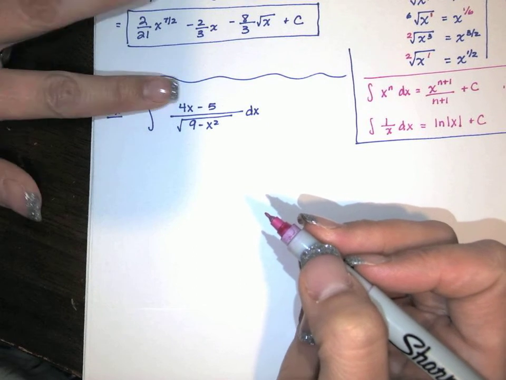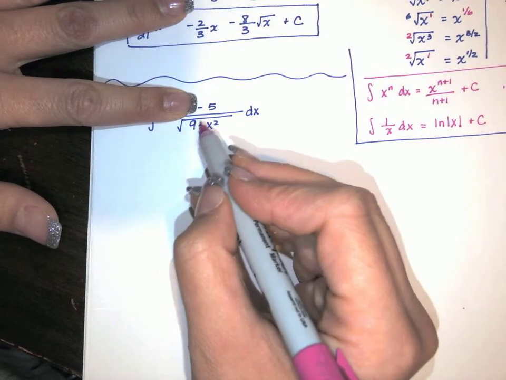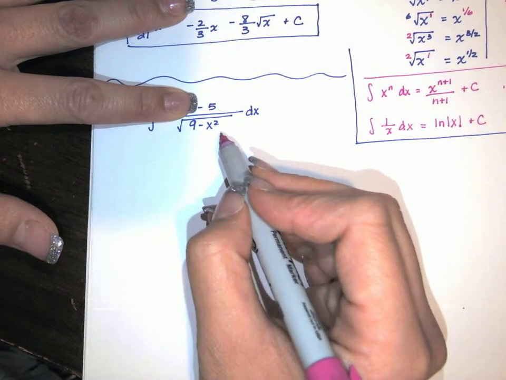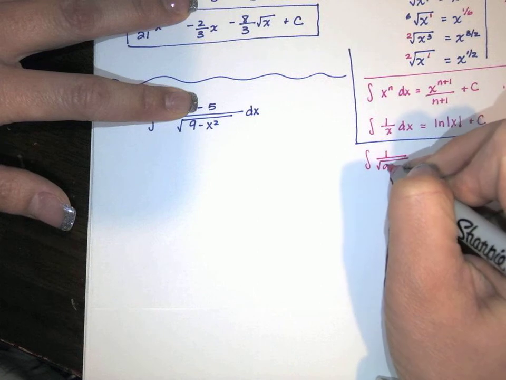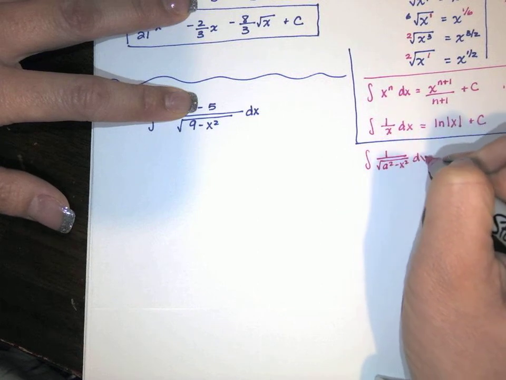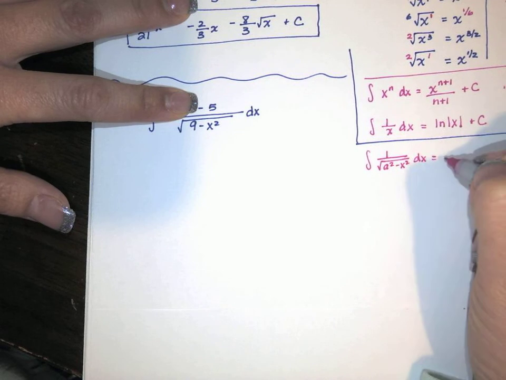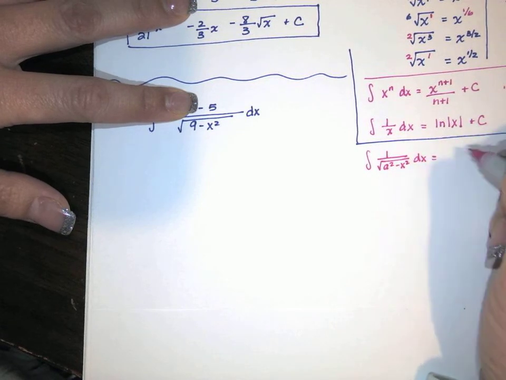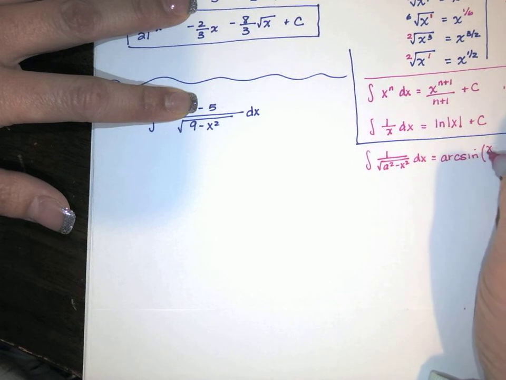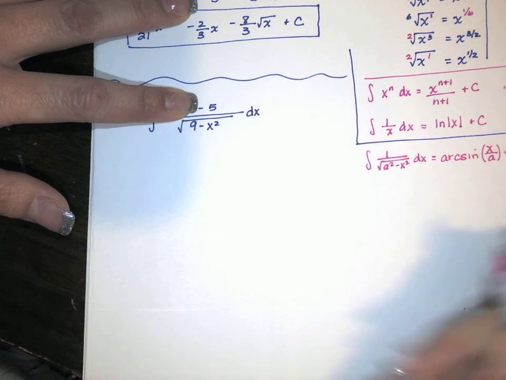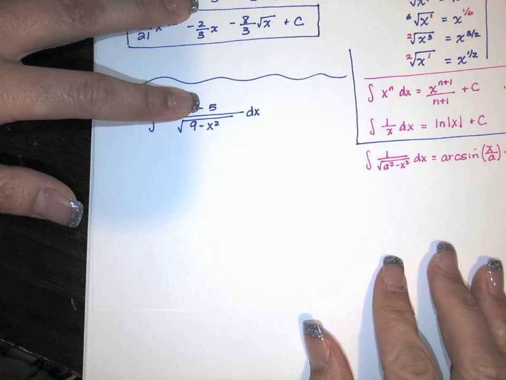Let's say that 4x wasn't there. I've got that negative 5, or a constant, over the square root of a constant minus x squared. That looks a lot like this rule. And according to our list of basic rules, this is the arc sine, or the inverse sine of x divided by a, plus c. And if that was just a 5, I could do that. It would be an arc sine.